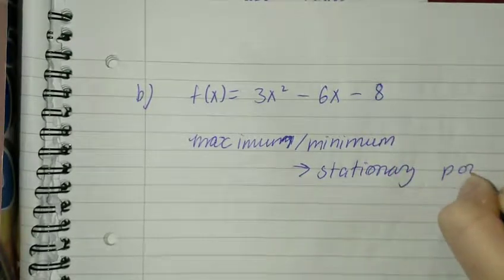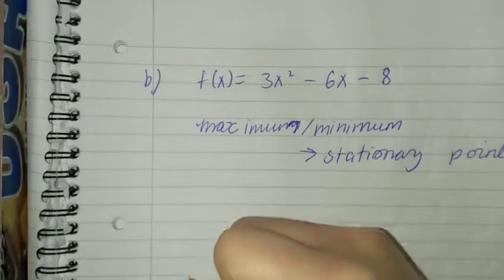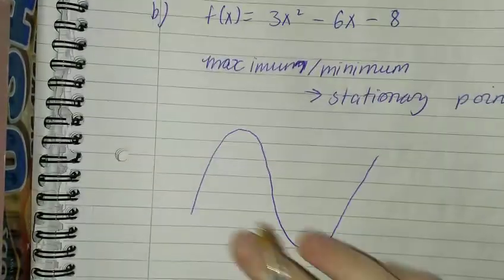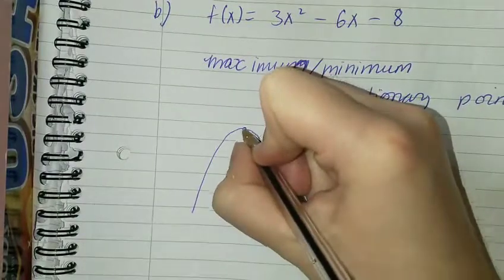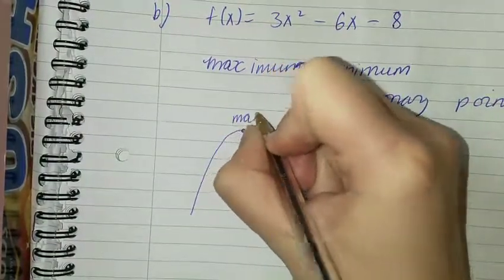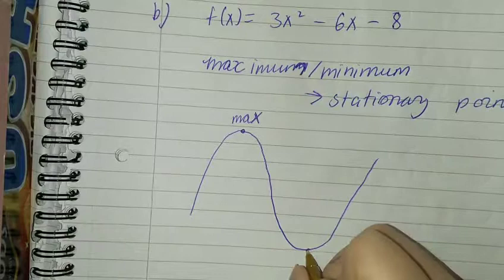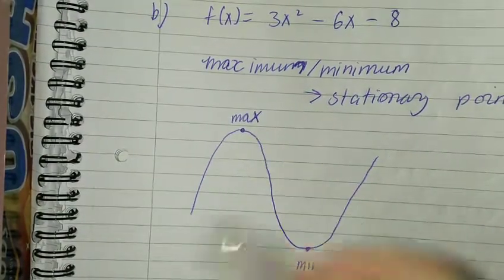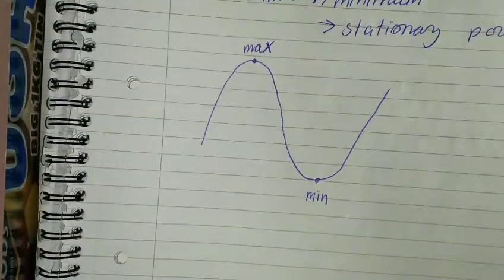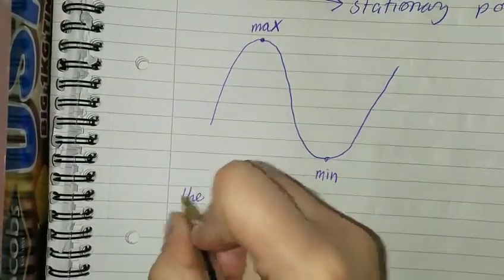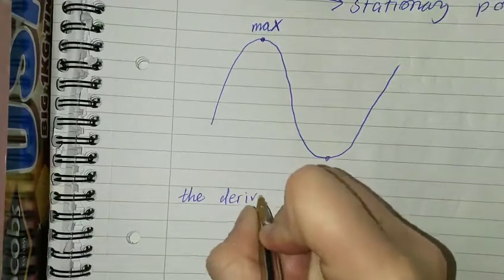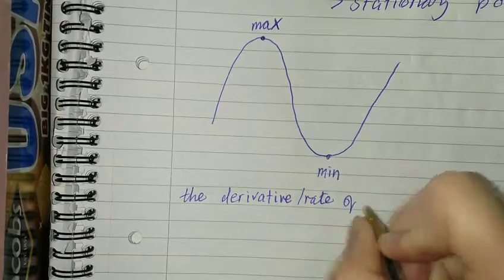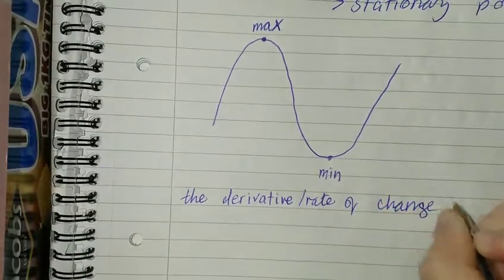Stationary points. So say if we have a curve here, a max point is going to be the highest point in that area, so this would be a maximum, and this here would be a minimum. But the thing we know about max and min is that if we derive something, the derivative is also known as the rate of change, is also known as the slope.